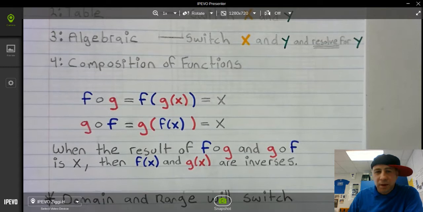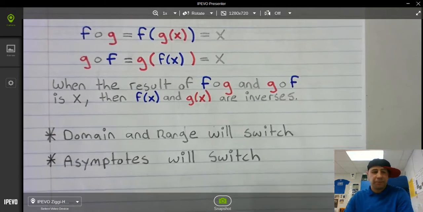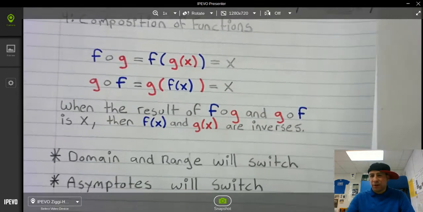All right, now the next part is a couple notes. We said before that when you do the inverse, the domain and range will switch. But here with rational functions, when you do the inverse, the asymptotes will switch. Okay, so if you would finish those notes up. All right, now let's take a look at our examples.